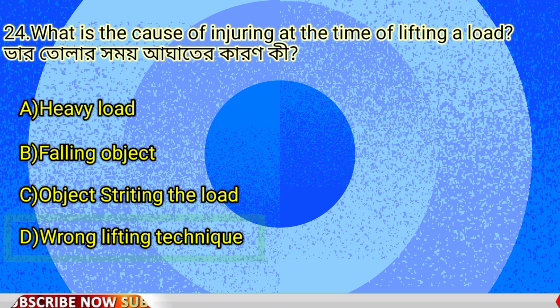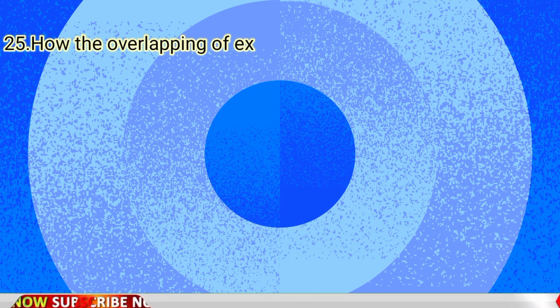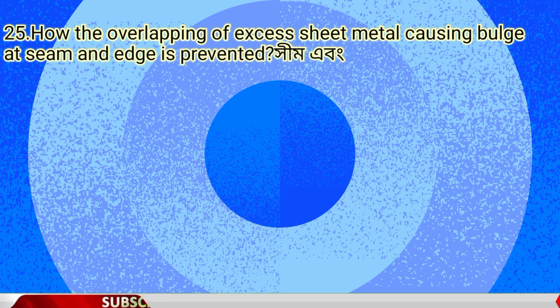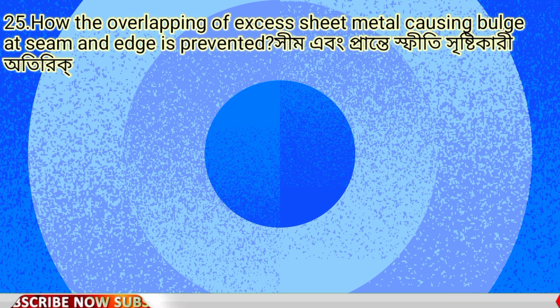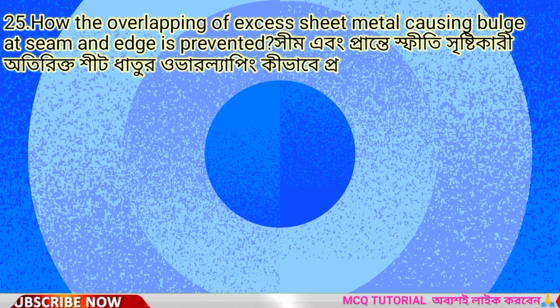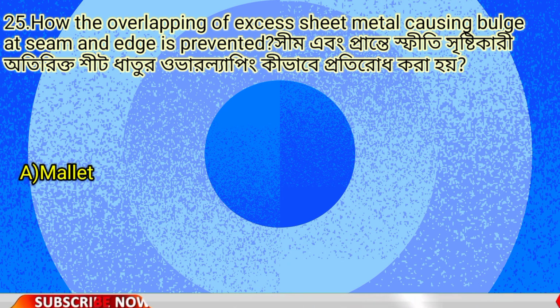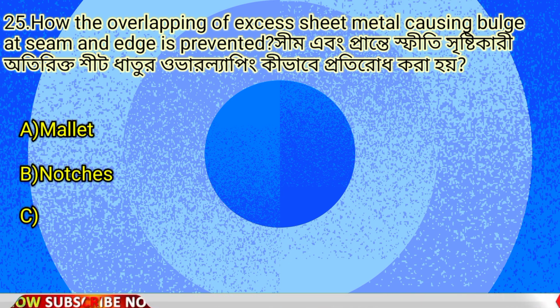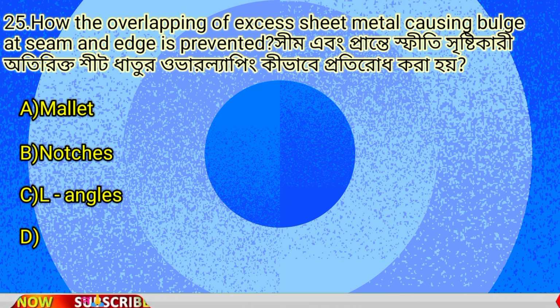The answer will be option D, wrong lifting technique. How is the overlapping of excess sheet metal causing bulk at seam and edge prevented? Option A, mallet. Option B, notches. Option C, L angle. Option D, square stake.